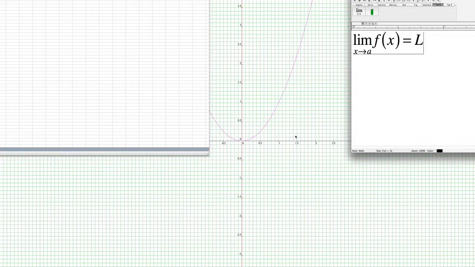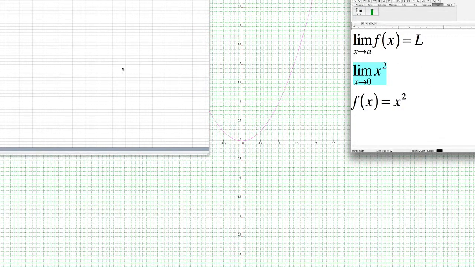Alright, so let's do a sample right here. A very simple example: the limit as x approaches 0 of x squared. We use the same notation. That is your function, your f of x is equal to x squared, and this is the limit that we're looking for.